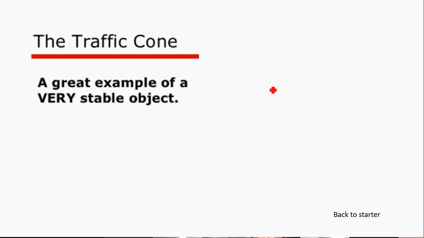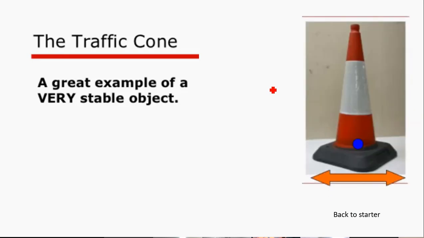And then, for example, the traffic cone is a great example of a very stable object. This is the traffic cone. What do you think about this traffic cone? Why? It is an example of a very stable object. What do you think about the base and center of gravity? This is the center of gravity.